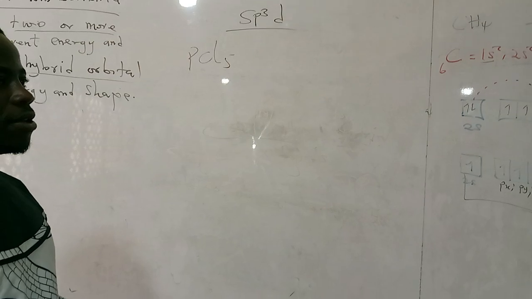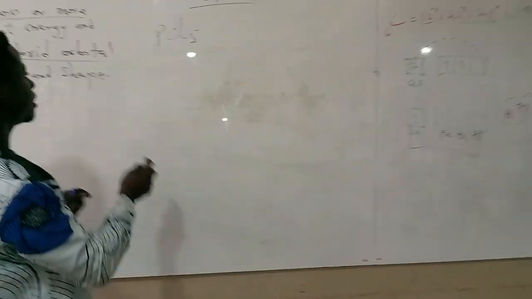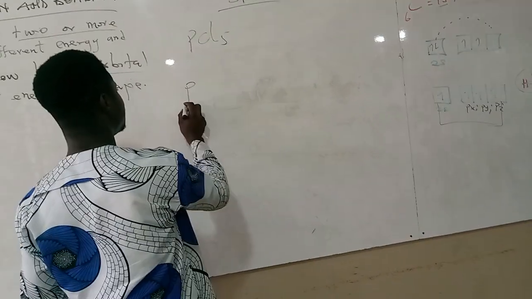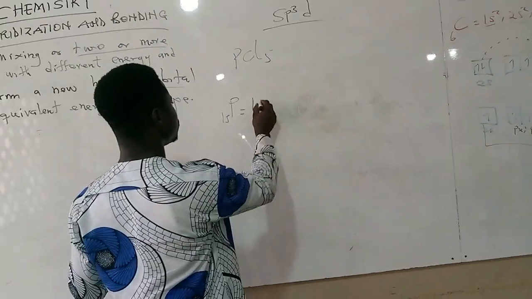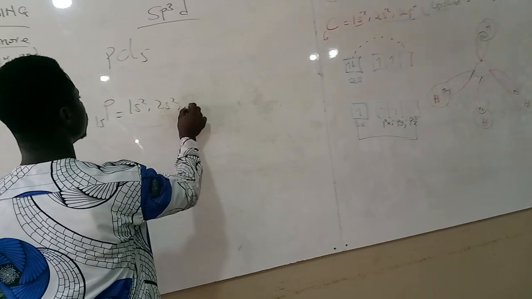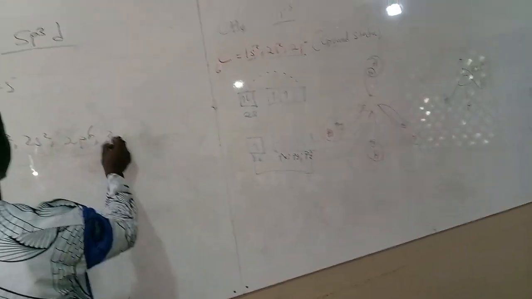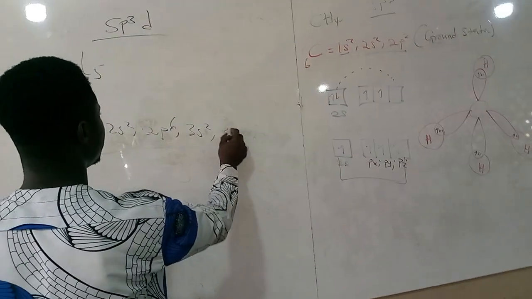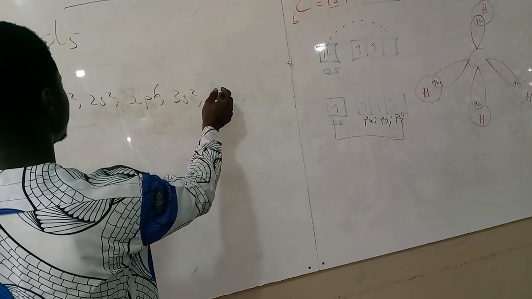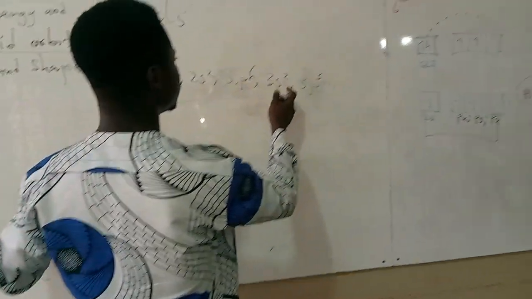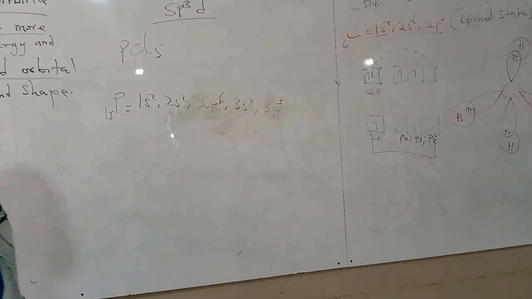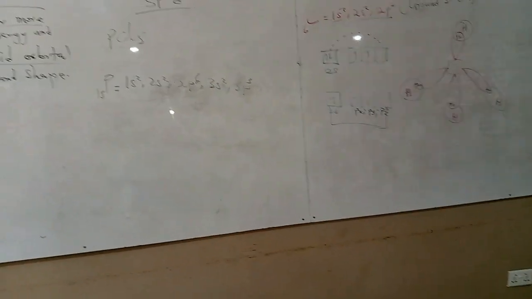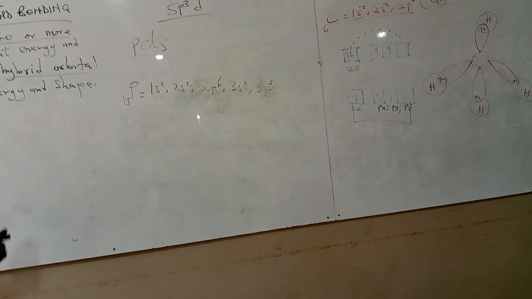Let's have an example like PCl5. For PCl5, you first have to look at the central atom, which is phosphorus. Phosphorus has atomic number 15. So let's write the configuration: 1s2, 2s2, 2p6, 3s2, 3p3. So this is the electronic configuration of phosphorus, the ground state.